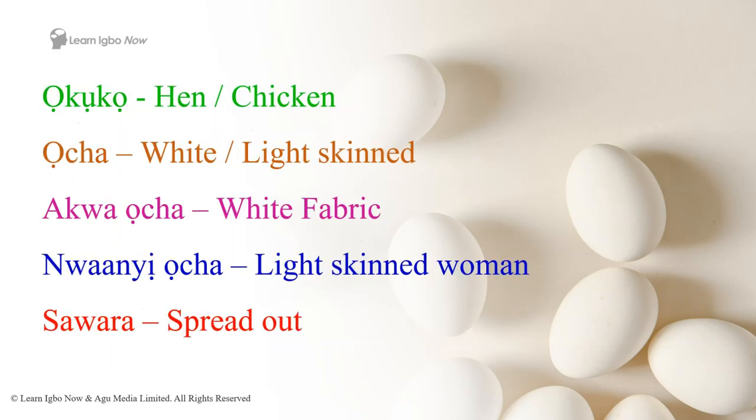And so the 5 key words again that we've learned from this tongue twister are okuko, hen or chicken, ọcha, white or light-skinned, akwa ọcha, white fabric, nwaanyị ọcha, light-skinned woman, sawara, spread out.